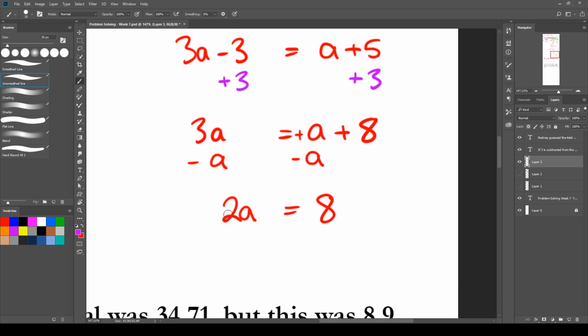Now I'm going to try and get rid of this 2. And there's actually a little multiplication sign that's implied between these two. So to do the opposite of times, I must divide. So I'm going to divide both sides by 2. And so 2 divided by 2 gives me 1, so 1a, so just a. 8 divided by 2 gives me 4. So now I've found the value of a, it's just 4.